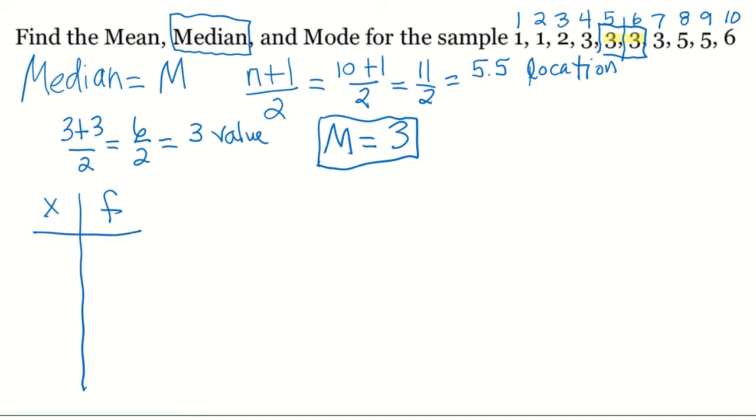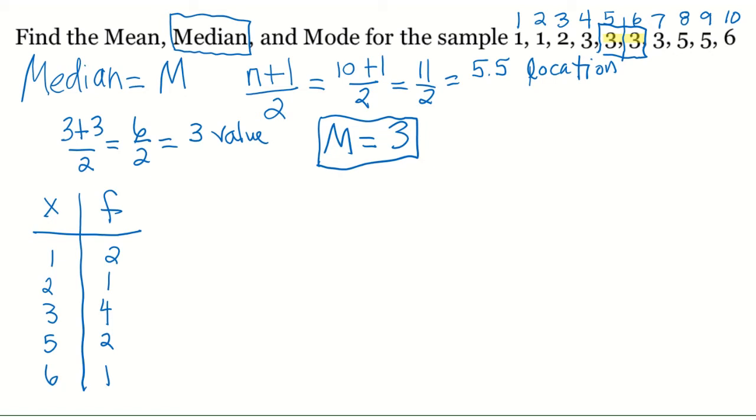So to create a frequency table, we're going to write down all of our values. And then we're going to write down the frequency that they appear, or how often that number shows up in my data set. So let's take a look at how to use that.